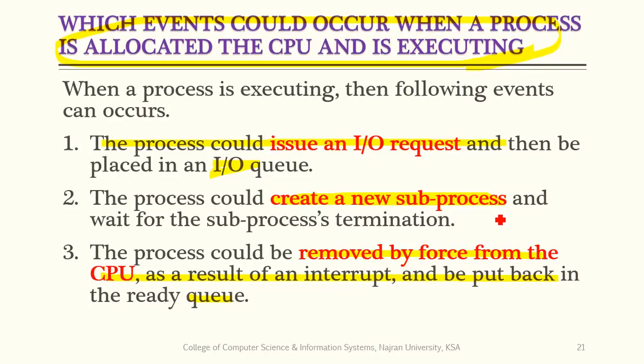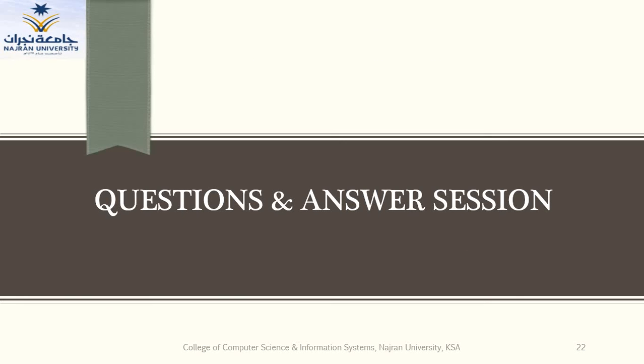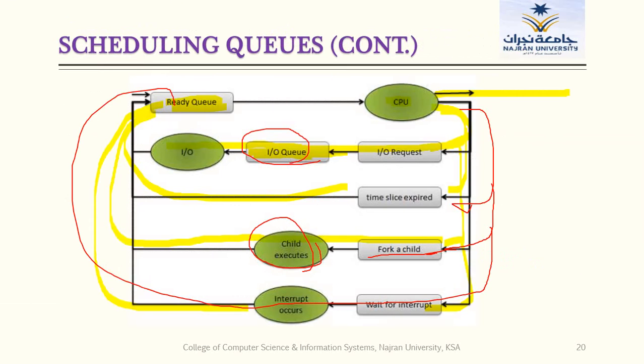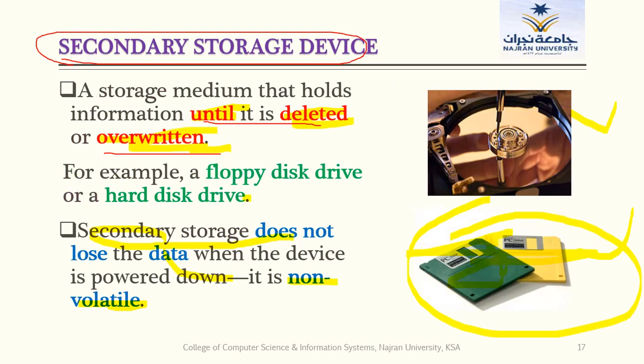Or the process could be removed by force from the CPU. It's possible that the process is removed by force as a result of an interrupt and put back into the ready queue. Okay, so this is our second session of lecture 4. So we will just take a quick overview of what we discussed today.